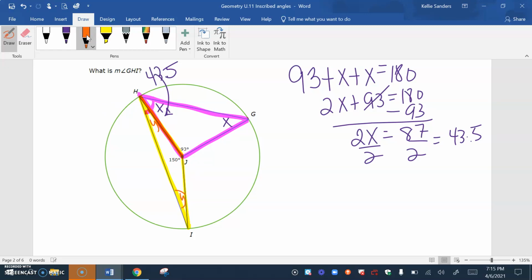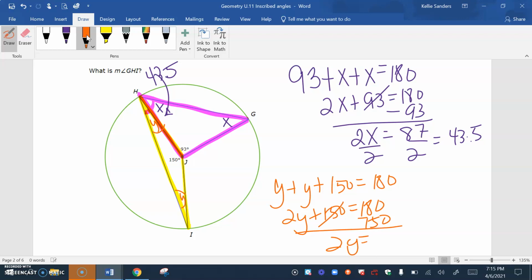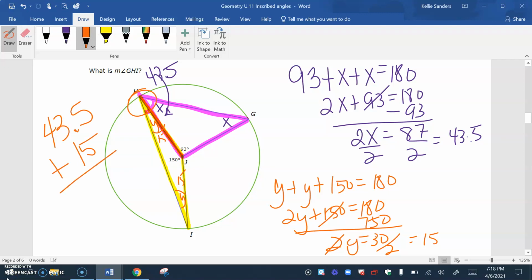Both of these angles are the same. So 2y plus 150 equals 180. Subtract 150 and get 30. Divide by 2 and get 15. So both of these are 15, but I'm looking for the whole thing. So 43.5 plus 15 is 58.5.